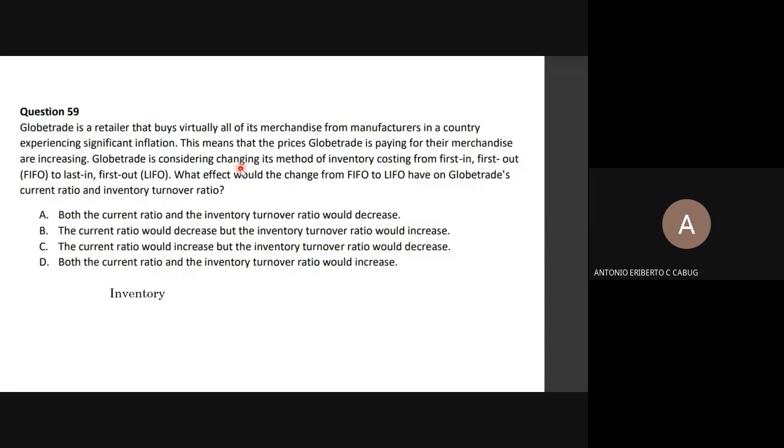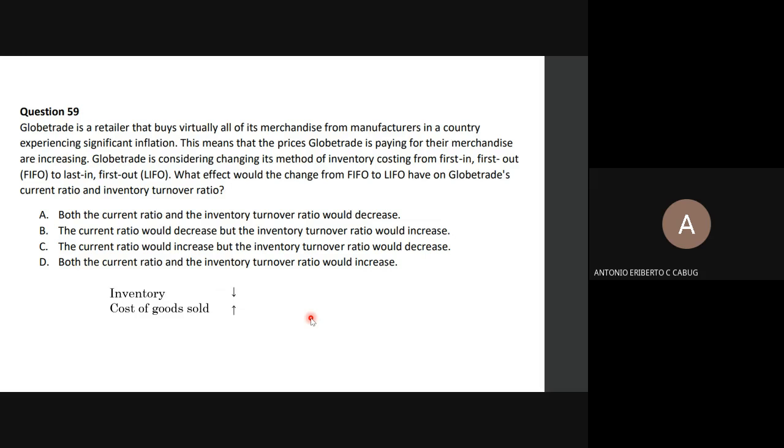So the effect on the inventory is that the inventory will become lower. Kasi yung naiiwan sa LIFO, yung mga dati pang binili, no? Yung binili 10 years ago, nandun pa sa inventory. Well, sa FIFO, ina-assume na naiiwan sa inventory yung bago, yung mahal. A shift from FIFO to LIFO will cause a decrease in the inventory balance, tapos yung COGS tataas. The cost of goods sold would increase.